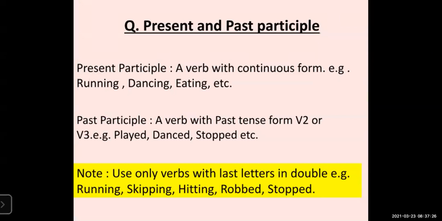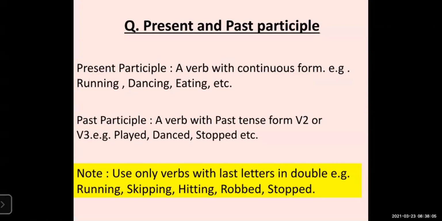Now, what is actually present participle and past participle? Present participle is a main verb used with continuous form. A verb with ing is called present participle. For example, running, dancing, eating, etc. All these are present participles. When action is going on, that is present participle. Situation is going on now, so present it is.